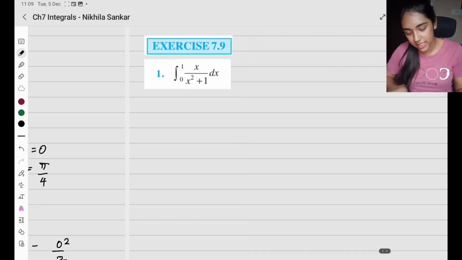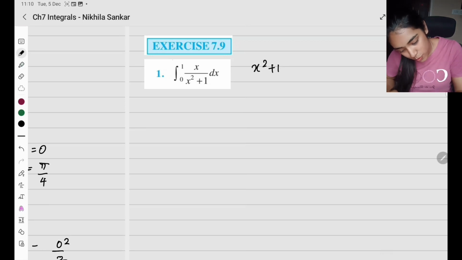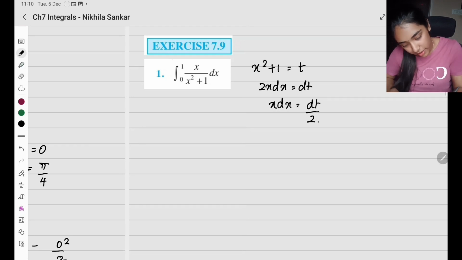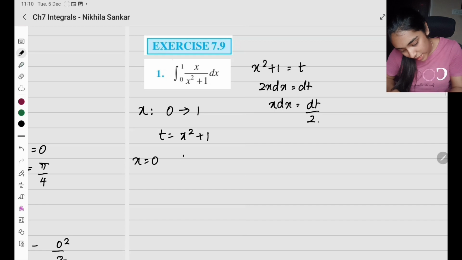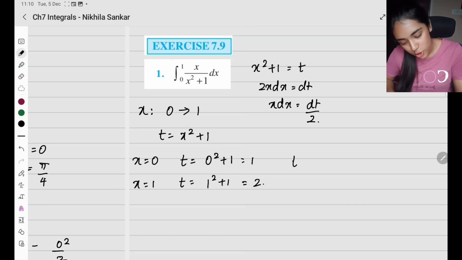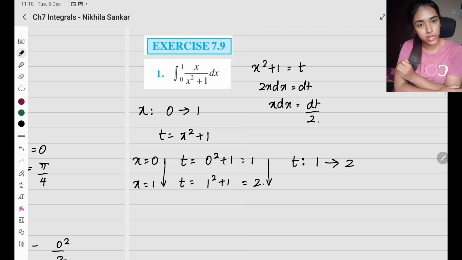Okay. So here the substitution: again I'm going to do x square plus 1 equals t, 2x dx equals dt, x dx equals dt divided by 2. Now the limit x travels from 0 to 1. I know that t equals x square plus 1. So when x value is 0, I have t equals 0 square plus 1, which is going to be 1. When x value is 1, I have t equals 1 square plus 1, which is going to be 2. So my t travels from 1 to 2. From 1 to 2. 0 to 1, 1 to 2. Okay? Understood? This is how you should write.